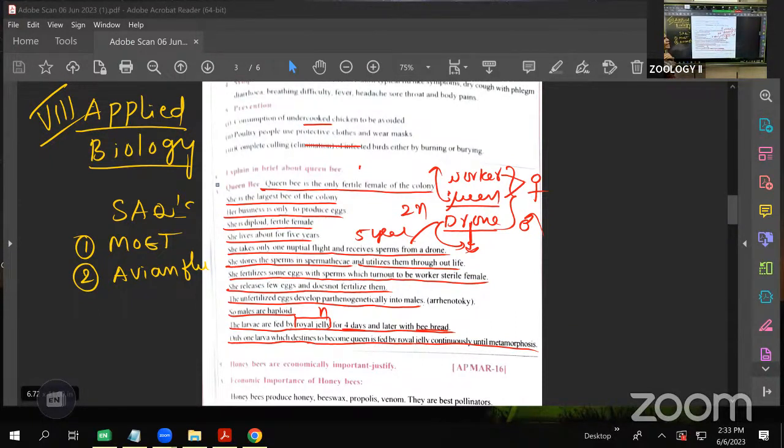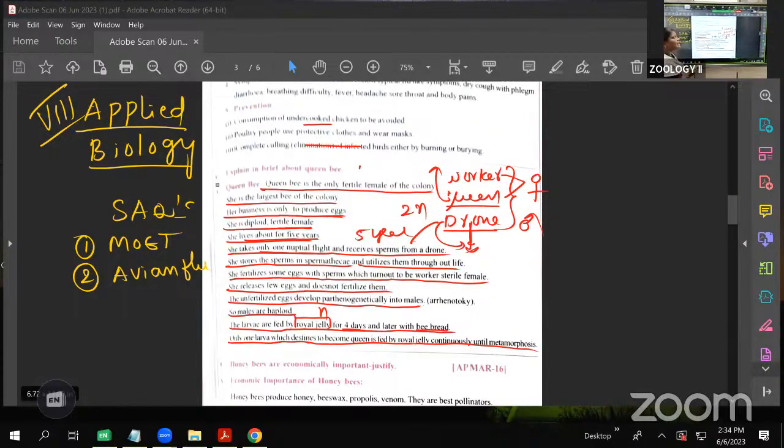The queen bee is the fertile female in the colony, and she is the largest bee in the colony. The work of the queen is only producing eggs, and she is diploid and a fertile female, while the worker is infertile. She lives 5 years, so her lifespan is long. She takes only one nuptial flight.